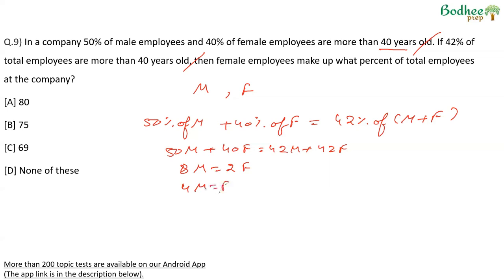4M is equal to F, or F by M. M goes on 4 by 1. So if there are 4 females, there is 1 male. F4, M1. What percentage of total employees is females?